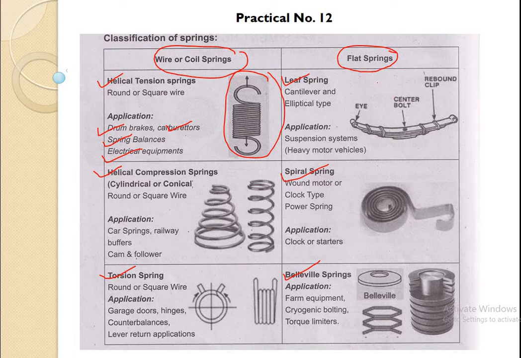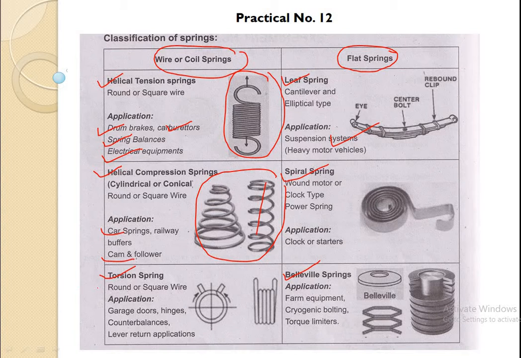Now in the initial condition it is in a free condition, but when we apply a force on it, it undergoes compression. That's why it is known as the compression spring, meaning it sustains a compressive force. Helical tension spring sustains a tensile force. Helical compression spring sustains a compressive force. Its applications are car springs, railway buffers, and cams and followers.